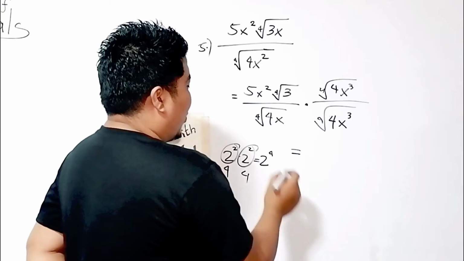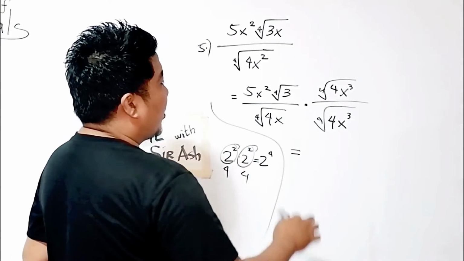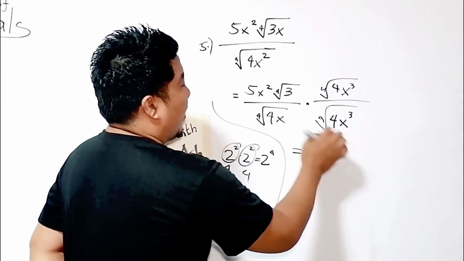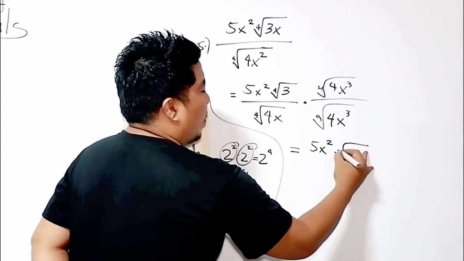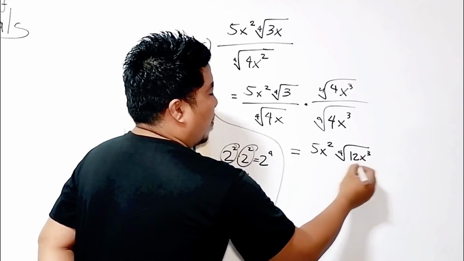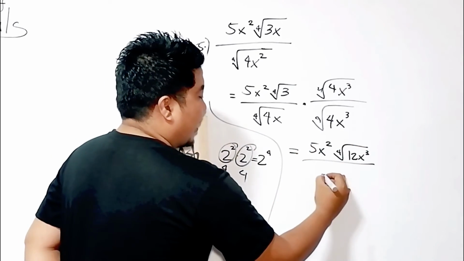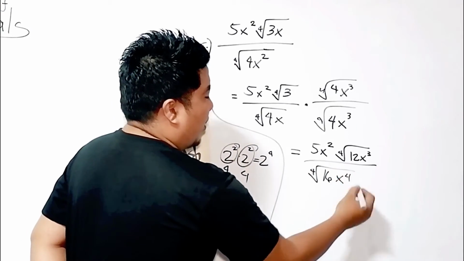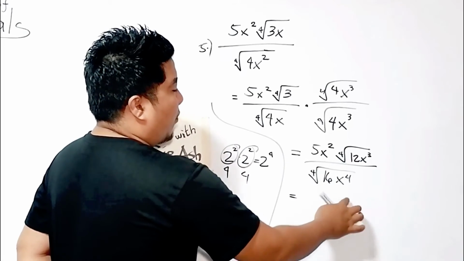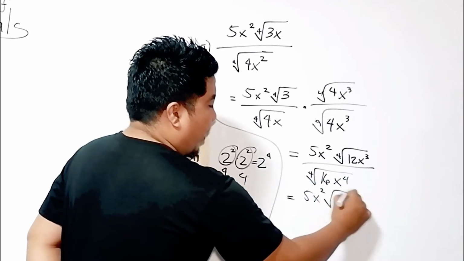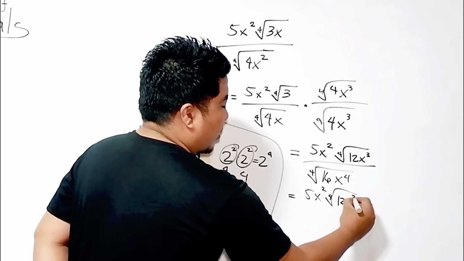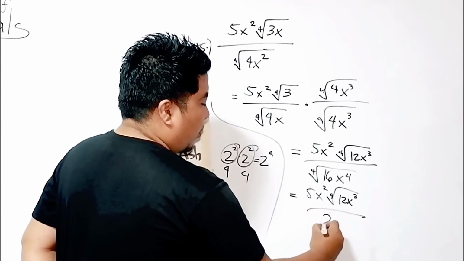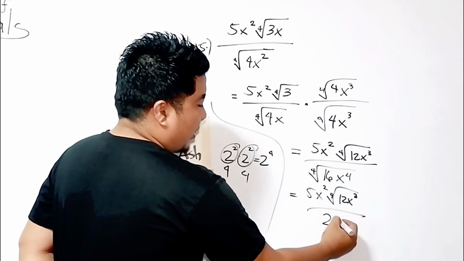Okay. So, our final answer would become 5x squared. Okay, I will just write this one. And then we multiply this. This will become 4th root of 12x cubed over 4 times 4, that is 16. The 4th root of 16x to the 4th. So, this is a perfect power of 4. So, we will be simplifying that one. So, that is 12x cubed. Okay. So, the 4th root of 16 is 2. The 4th root of x to the 4th is x.